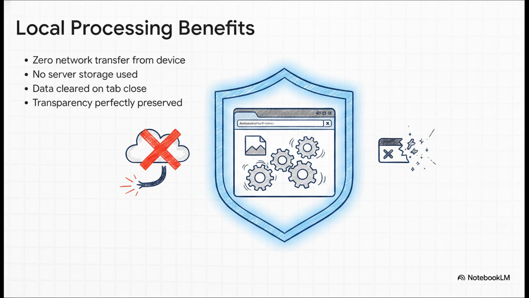First off, zero network transfer. Your PNGs are read straight from your device's memory. No server storage whatsoever, because the whole process is handled entirely by local JavaScript. It also gives you total session isolation. The second you close that browser tab, boom, the data is completely cleared from memory. And because the browser is handling it natively, the transparency decodes accurately without any of that annoying background flattening. Your assets stay securely on your device the whole time.